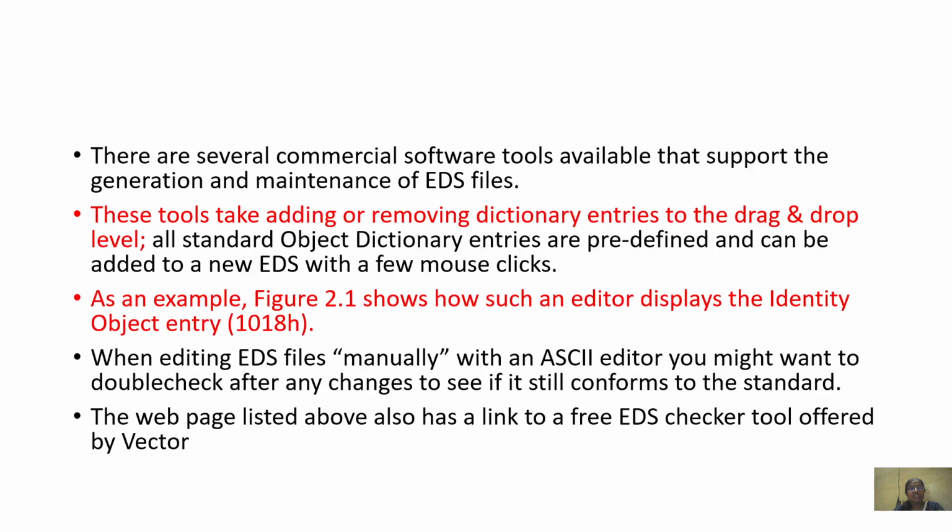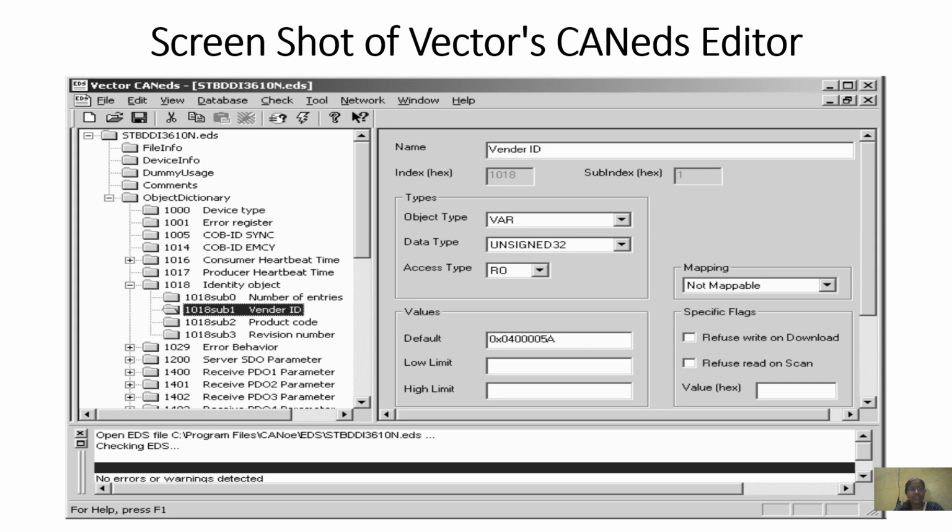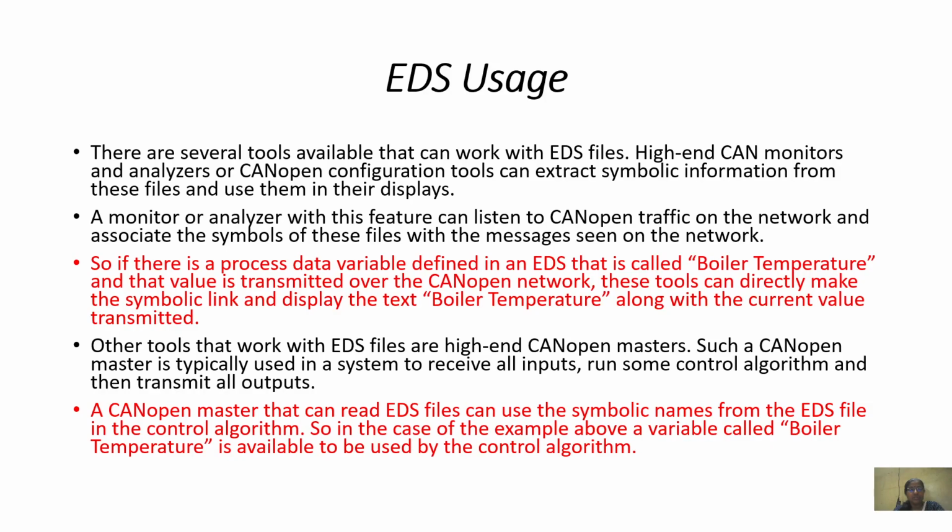So there are several commercial tools available that support the generation and maintenance of EDS files. These tools take adding or removing dictionary entries to the drag and drop level. In this example, it shows how an editor displays the identity object entry 1018, like a drag and drop menu, so you can remove or add entries. There are several tools available that can work with EDS files. High-end CAN monitors and analyzers or CANopen configuration tools can extract the symbolic information from these files and use it in their displays.